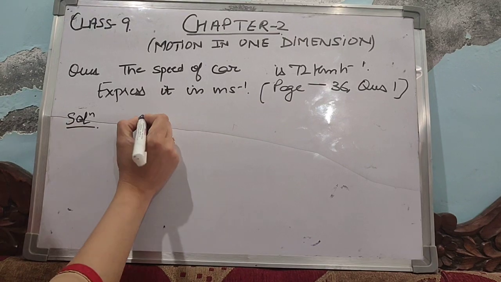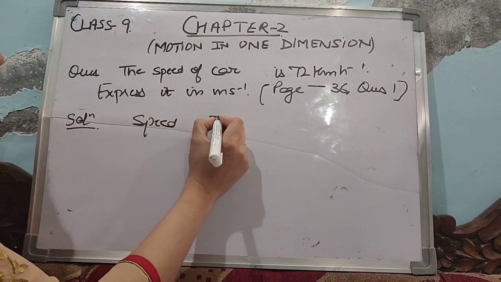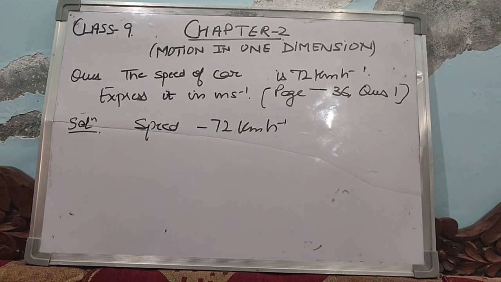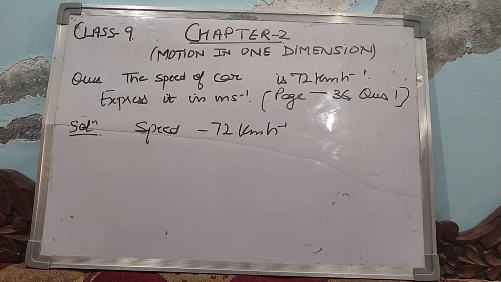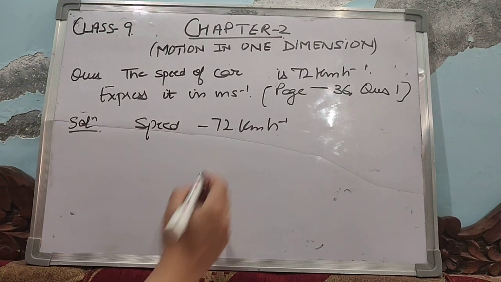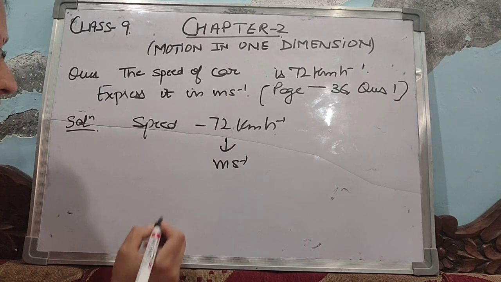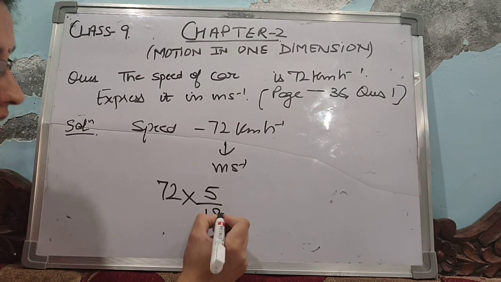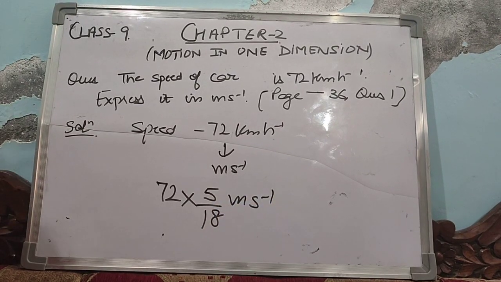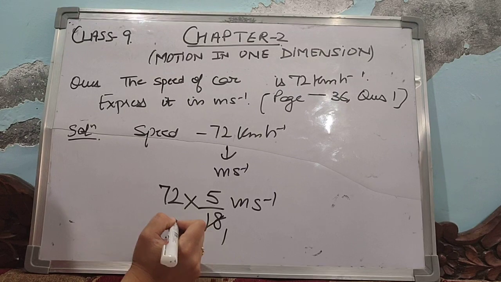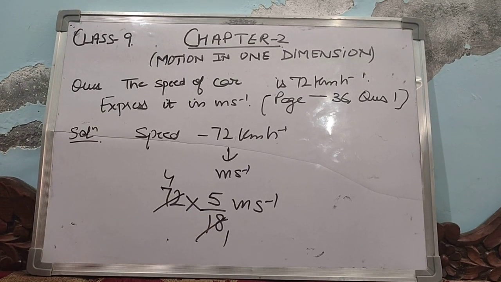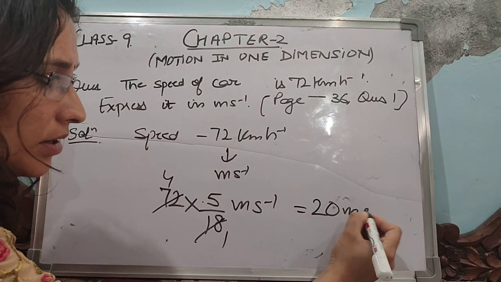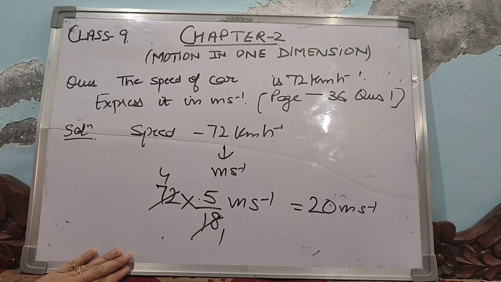So it's given, speed is 72 km per hour. We need to express this in meter per second. Remember, whenever you have to convert kilometer per hour into meter per second, multiply by 5 upon 18. So 18 ones are 18, 18 fours are 72. So it comes out to be 4 into 5 is 20, so 20 meter per second. So this way you have to solve the numerical.